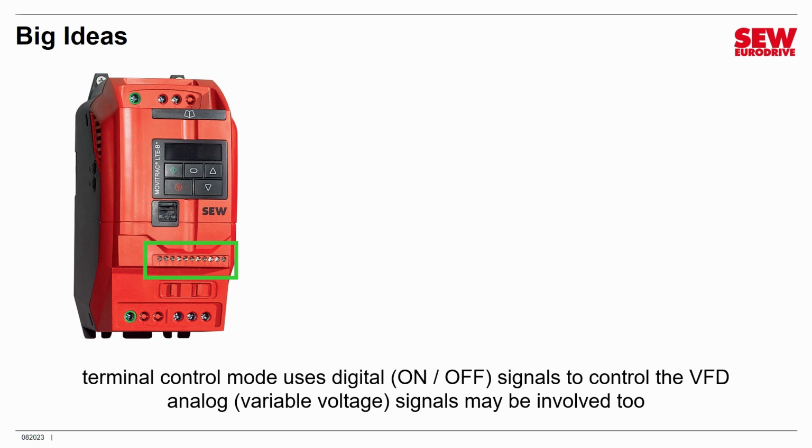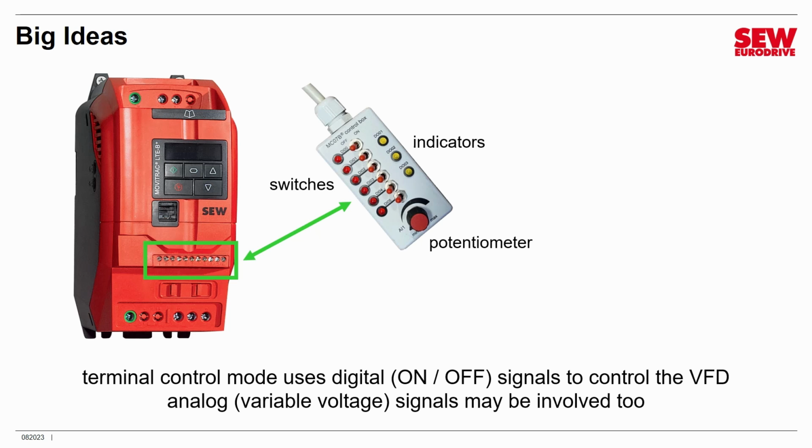What are some things that you might attach to this connector to operate the VFD in terminal control mode? Well, it's very common to connect up switches. These supply digital control signals. You might also connect up an indicator or two, such as lights. These simply provide status information. And in some terminal control modes, you might wish to use a potentiometer. A potentiometer is a knob-controlled device that has a variable resistance. If you wire it up in the correct way, it will provide a variable voltage signal, which can be used to control, for example, the drive's speed.